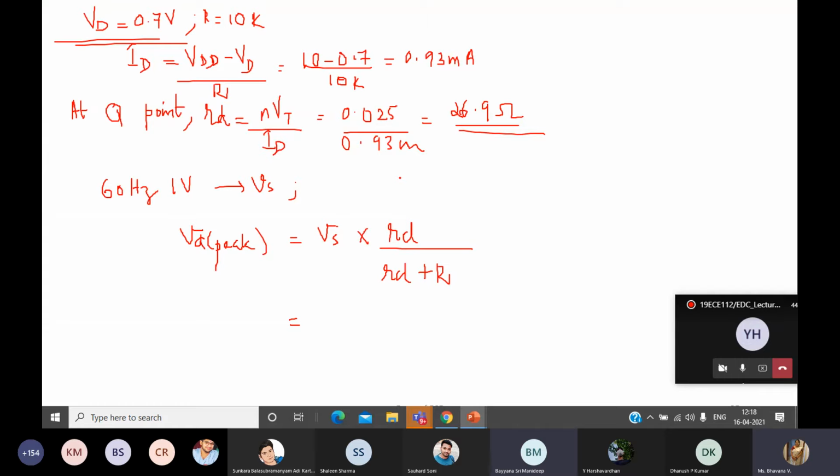2.68 into 10 power minus 3. Yeah, 2.68, approximately 2.7 millivolt. Getting? All of you understood this numerical? Shall I go ahead with the next one?